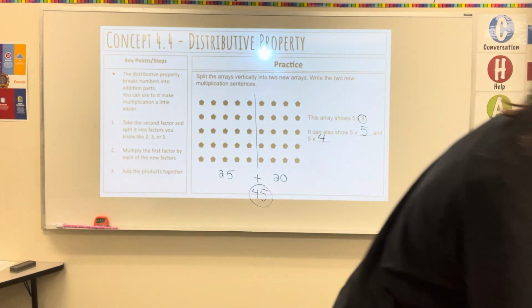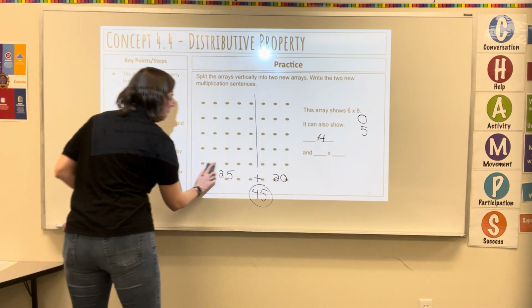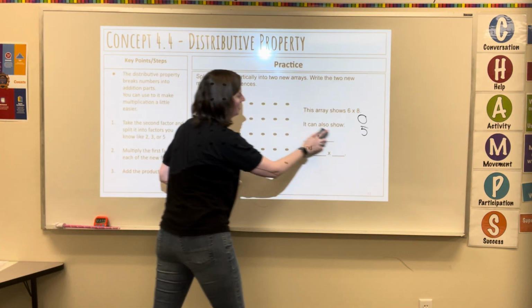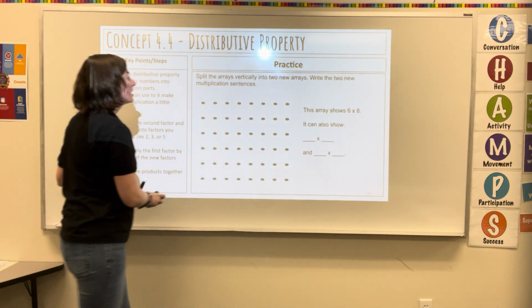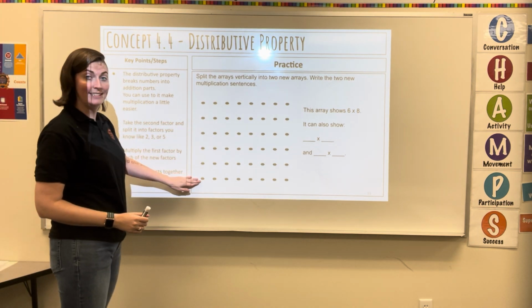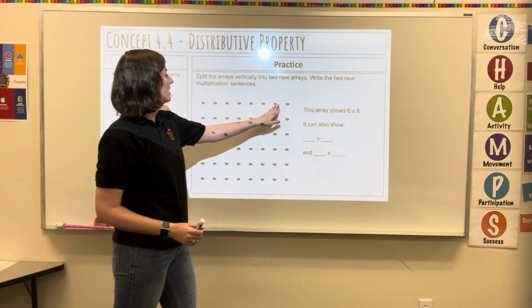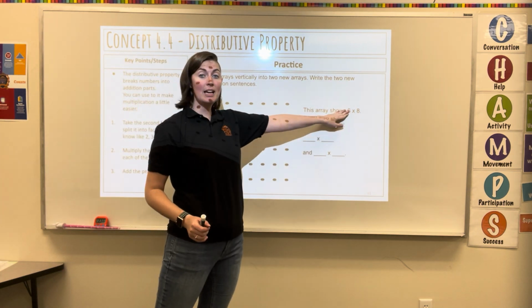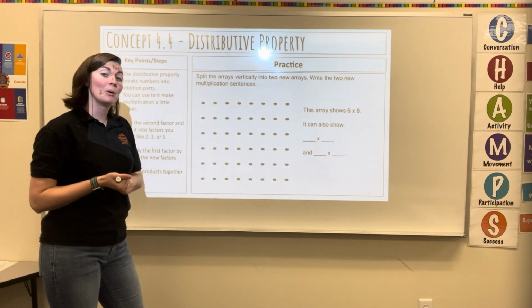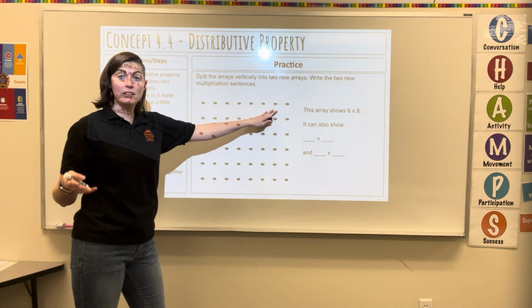Let's do another example. This array is showing us 1, 2, 3, 4, 5, 6 times 1, 2, 3, 4, 5, 6, 7, 8. So we have 6 times 8, but we can split this up. We can split up our columns into something a little bit easier.